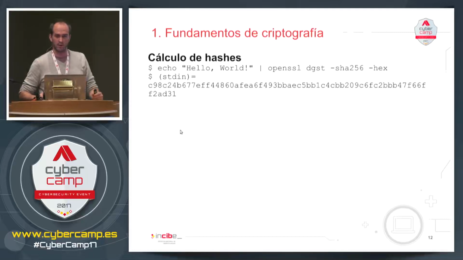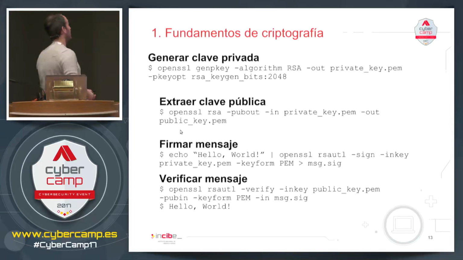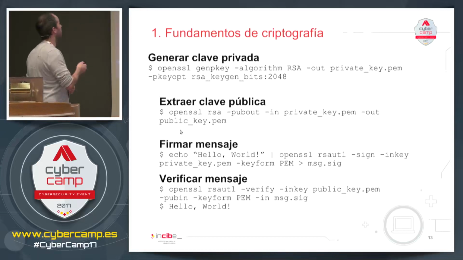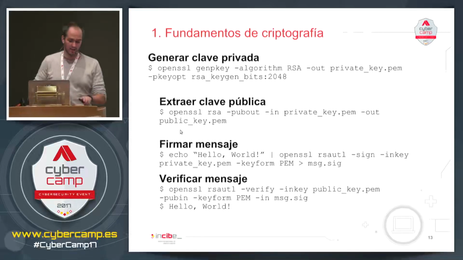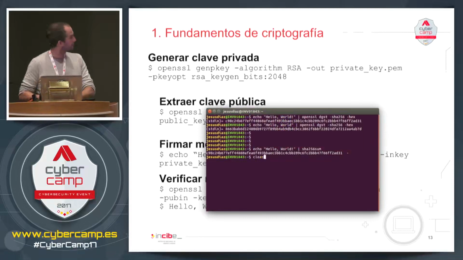To calculate a hash is quite simple with a command line, but you can use the OpenSSL library. It can get more complex. The asymmetric cryptography, the private and the public key, that's what we need to generate.